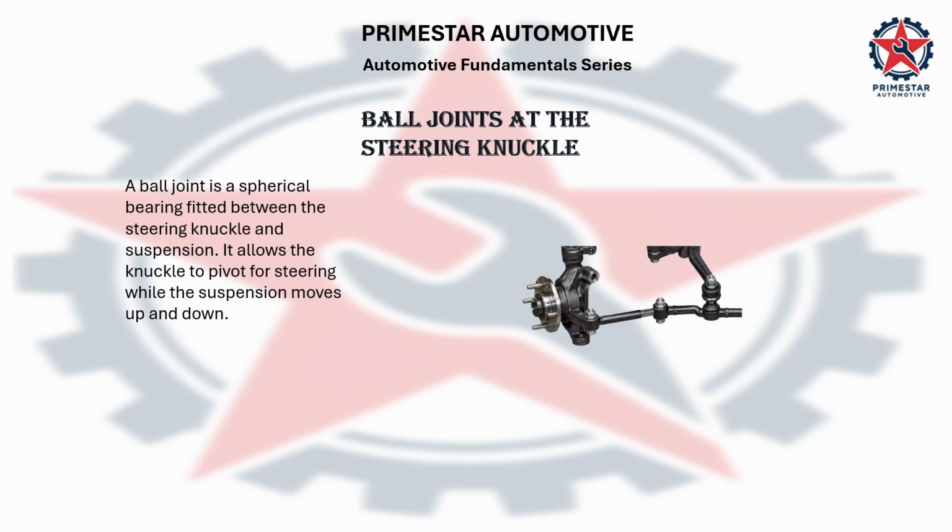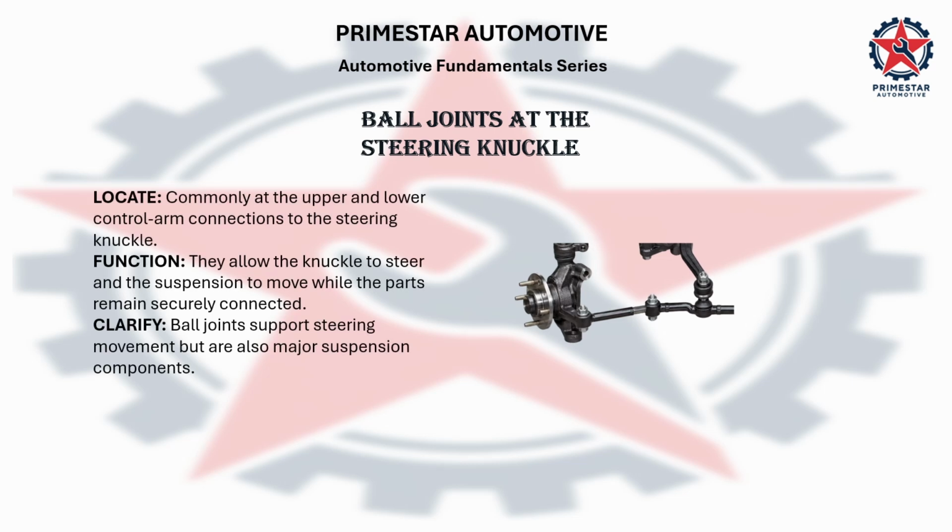Ball joints at the steering knuckles. A ball joint is a spherical bearing fitted between the steering knuckles and suspension. It allows the knuckles to pivot for steering while the suspension moves up and down. Ball joints are commonly fitted where the control arms connect to the steering knuckle. They support steering movement, but they are also major suspension components.